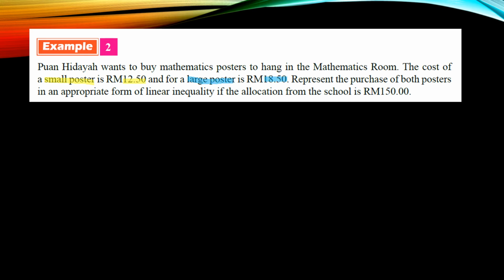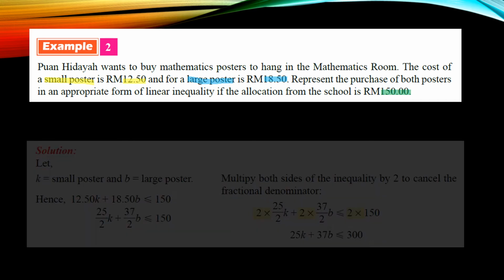That means you have two types of posters. So represent the purchase of the posters in an appropriate form of linear inequality if the allocation from the school is 150. That means the school is going to give only 150. So the cost of the posters cannot be beyond 150. So you have two types of poster, so you will have two variables. So you can use any letters.